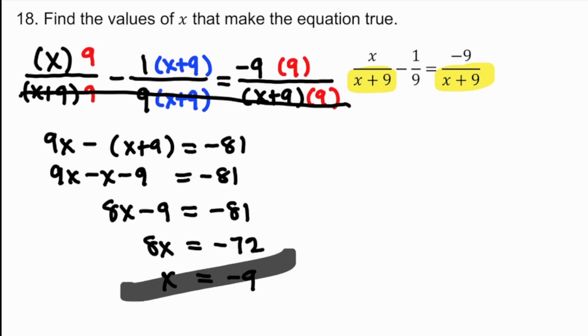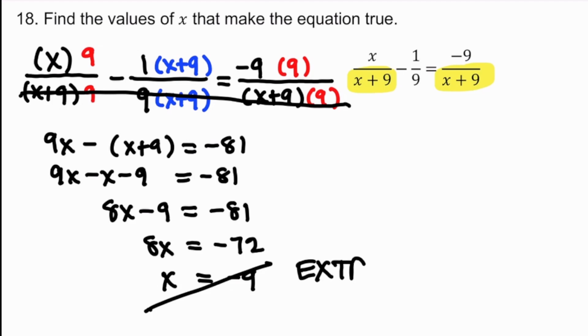Oh, whoops. Didn't know I had access to a black highlighter in this situation, so we're going to scratch through that and say it's extraneous. And if the only thing we got was an extraneous solution, then okay, this equation has no solution.